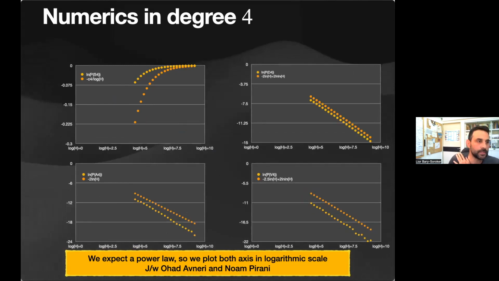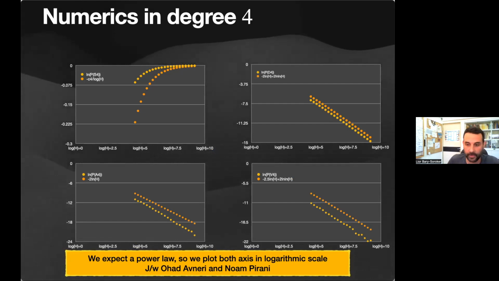And this numeric took a lot of time and a lot of effort, and when we improved the algorithm we can go a little bit higher. And this is in degree 4. In degree 5 or 6, it becomes much more difficult to even run numerics.